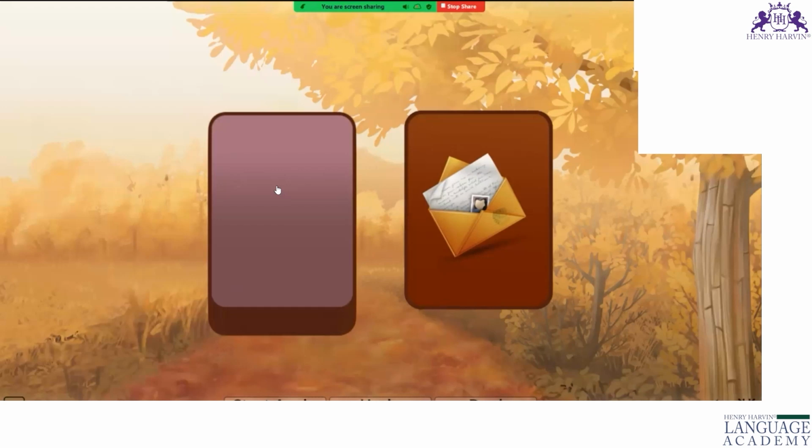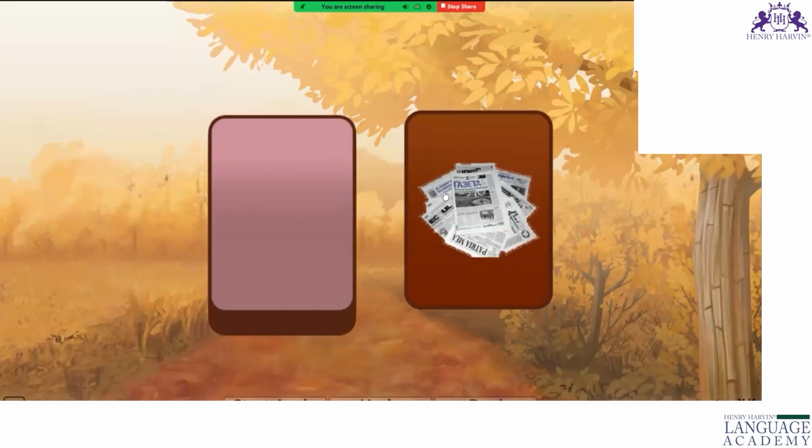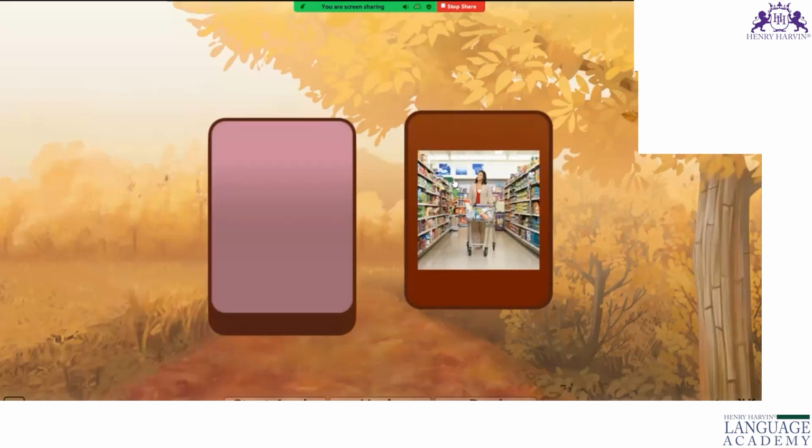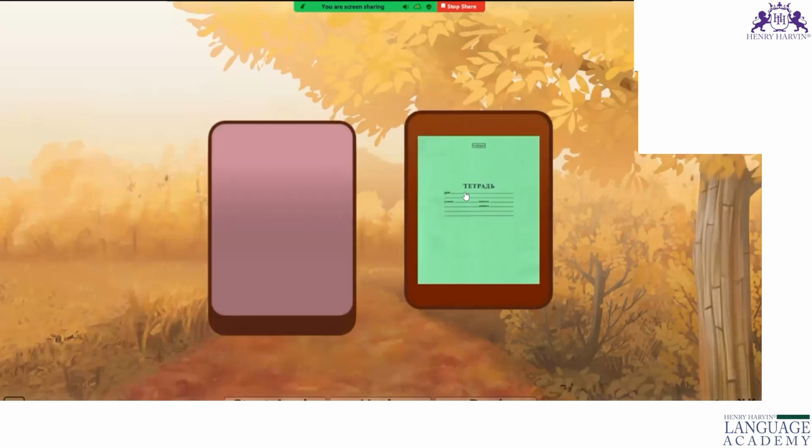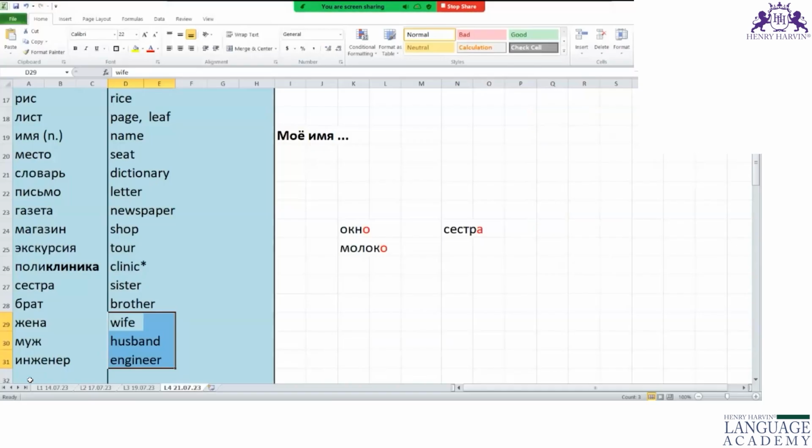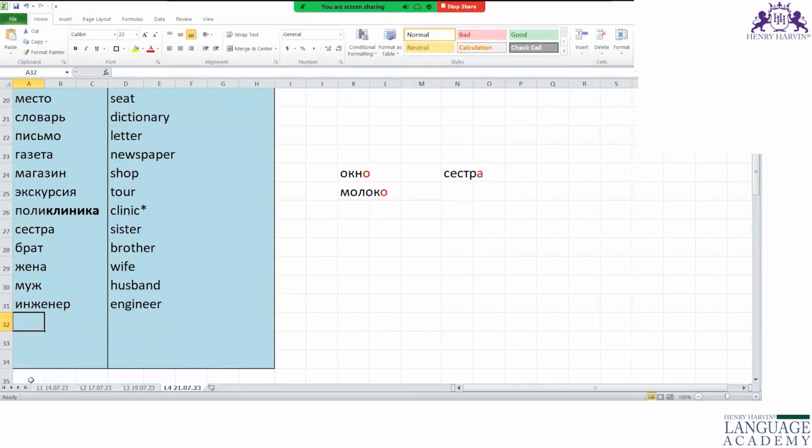Письмо. Газета. Магазин. Here it is written. Тетрадь. Тетрадь is a notebook.